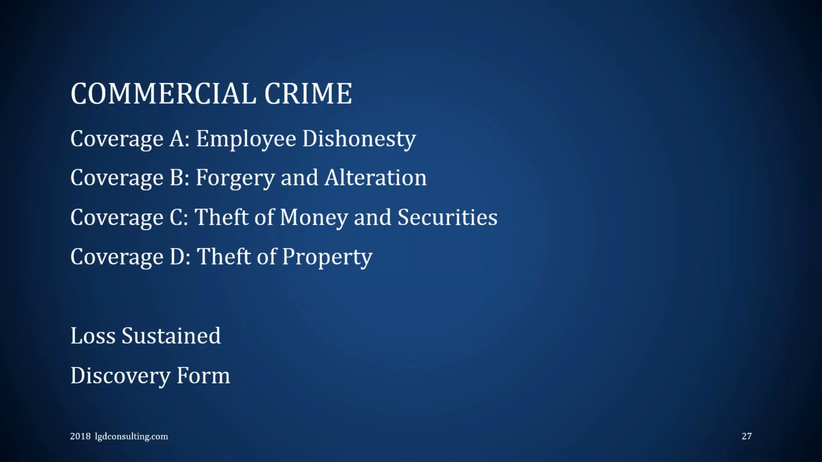Coverage C is theft of money and securities from outside parties. Because if your employee stole money and securities, that would be coverage A. Coverage D would be theft of property other than money and securities. So that would be some outside party stealing your inventory. Again, it's an outside party, because if your employees were stealing your inventory, that goes back to coverage A, your employee was dishonest. Okay. So remember, coverage A is your employees, coverage B, C, and D are other people.